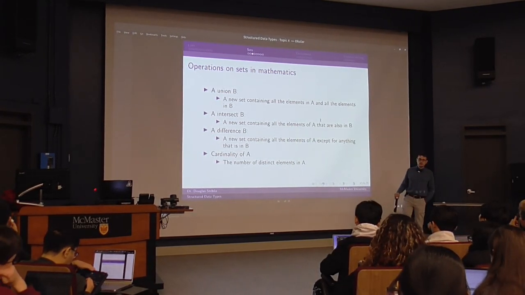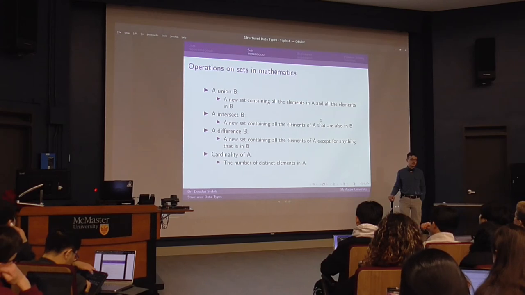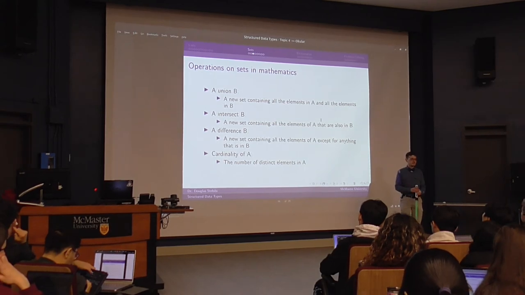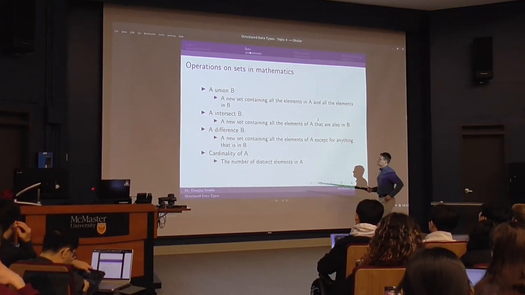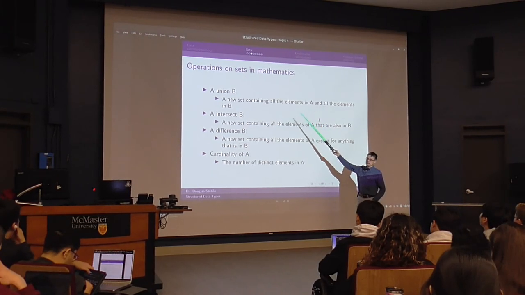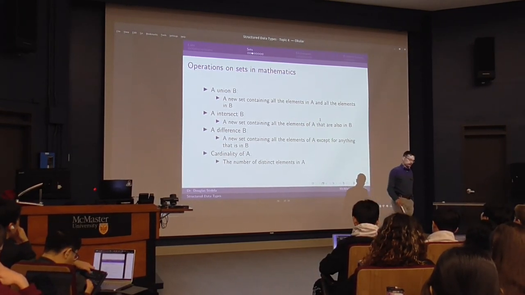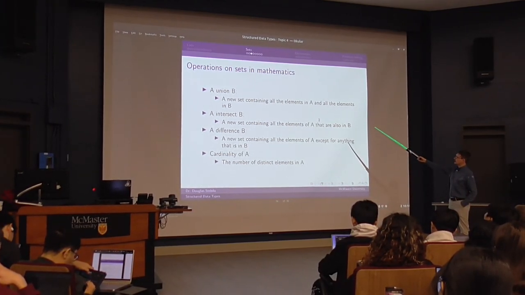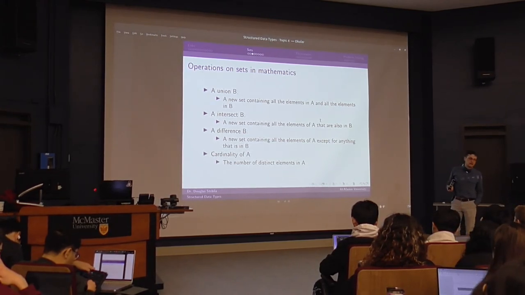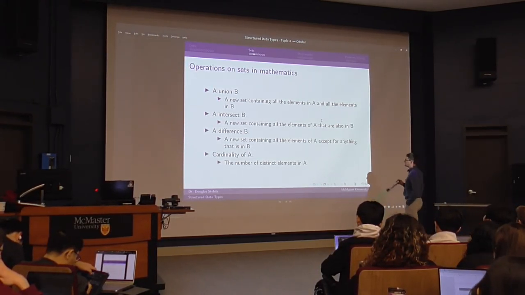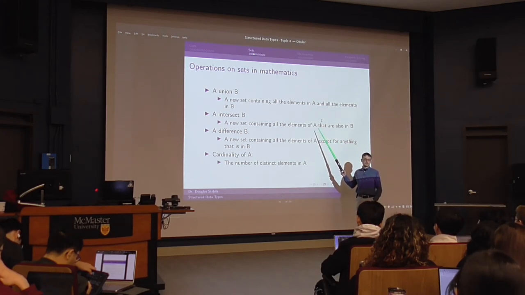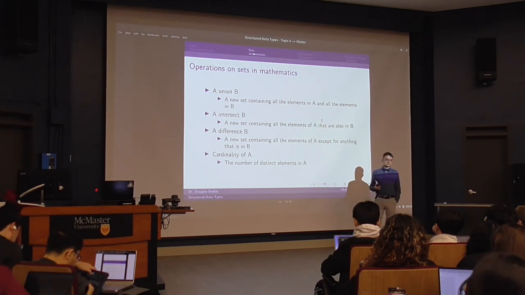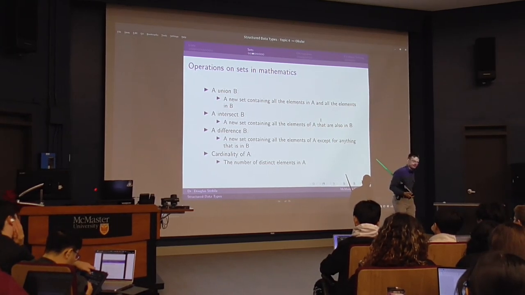You've got a few basic set operations which allow you to calculate sets from other sets, right? So if you have two sets and you perform the union of those two sets, you derive a third set containing all of the elements which are in B and all of the elements which are in A. The union is all those elements which are in either A or B.